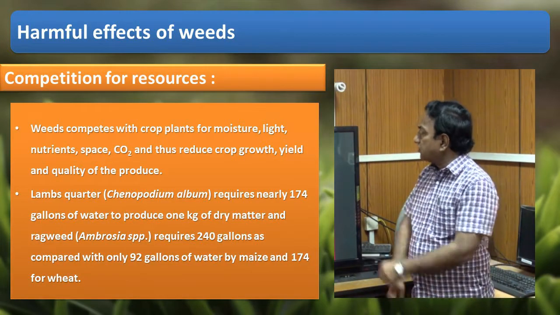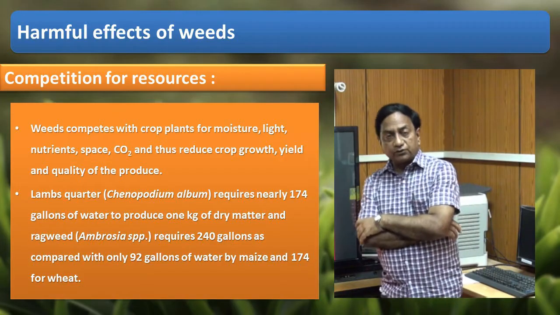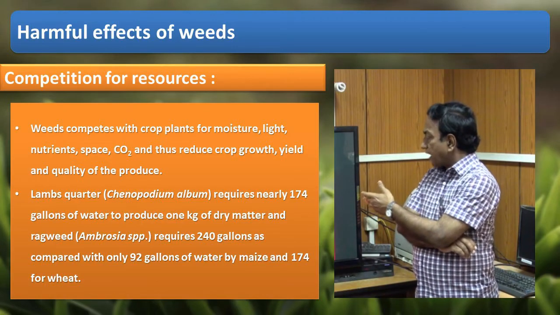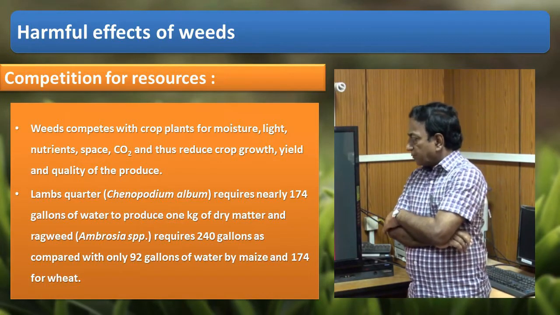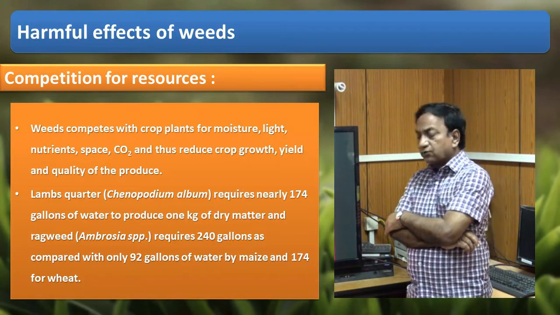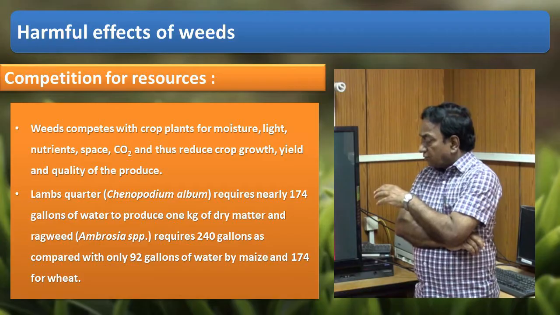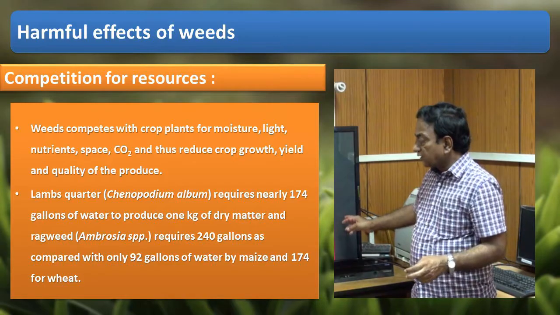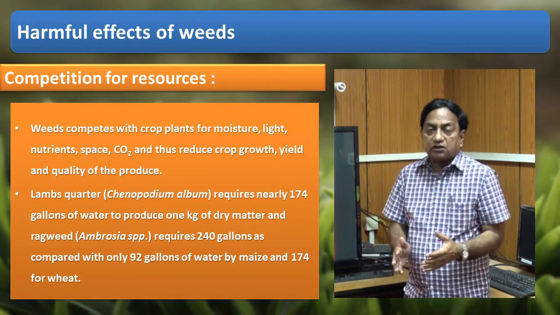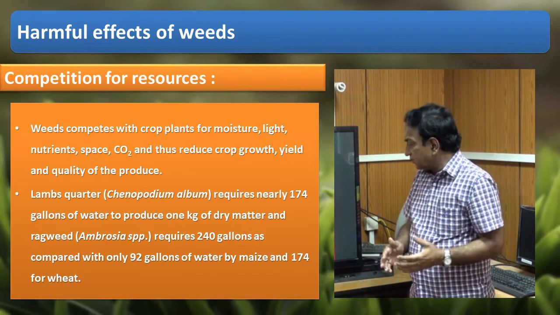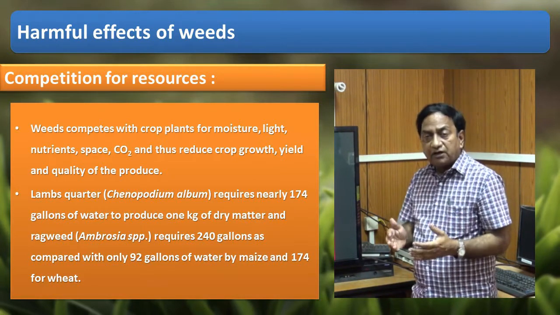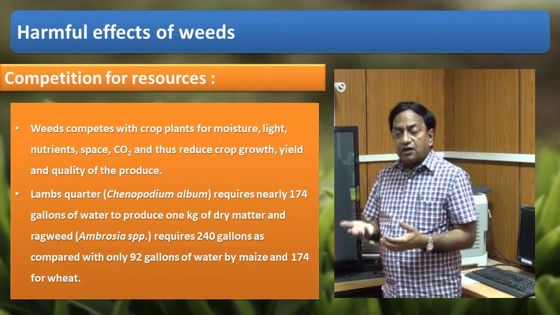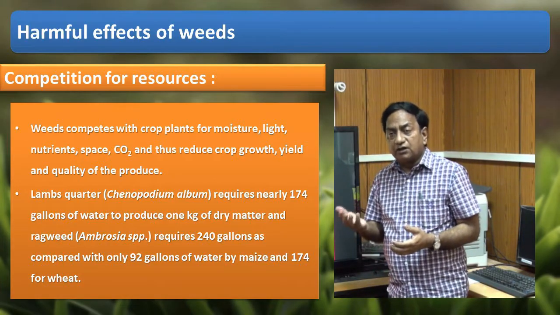Now, what are the harmful effects of weeds? Competition for resources. As I said, weeds compete with crop plants for moisture, light, nutrients, space and carbon dioxide, and thus reduce crop growth, yield and quality of produce. For example, lambsquarters, also known as Chenopodium album, requires nearly 174 gallons of water. It is a huge amount of water, and if it is present in the crop field, for example in wheat, it will utilize that much water and thus restrict the moisture available for the wheat crop.